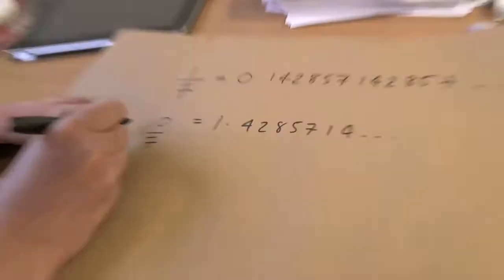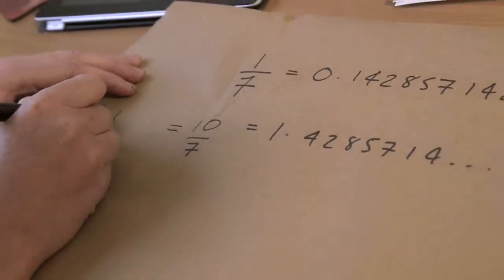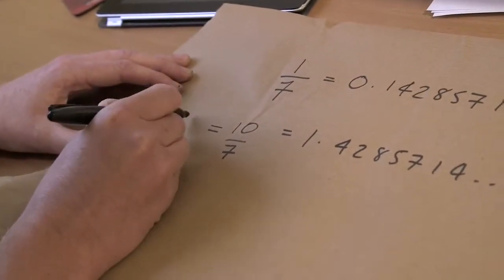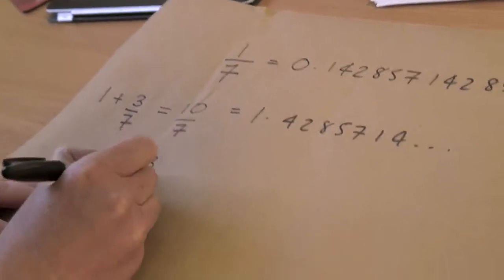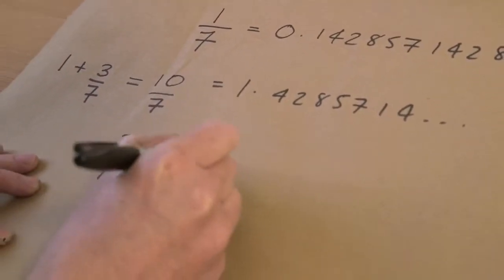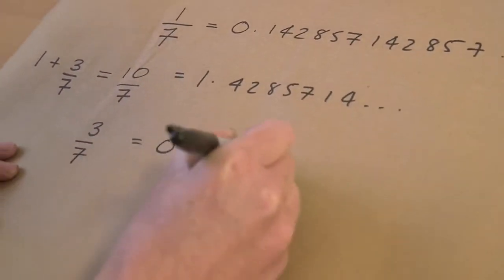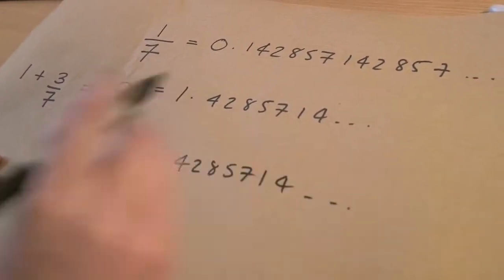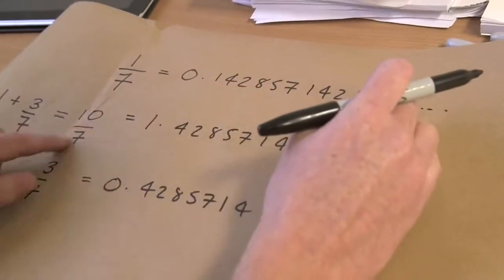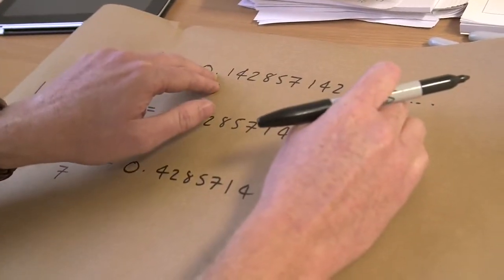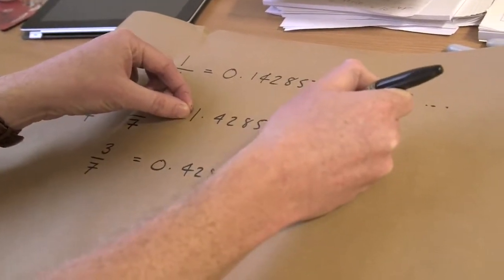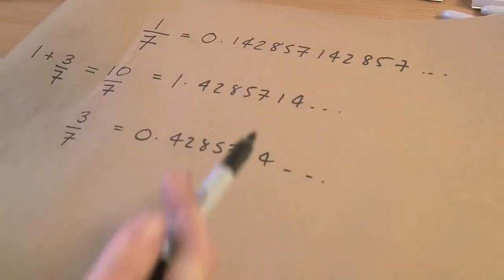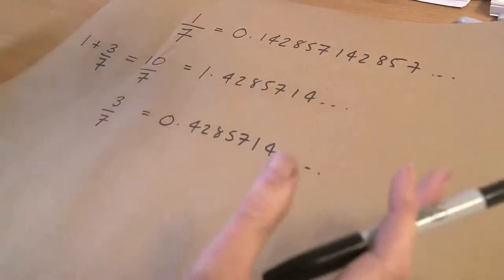But what do you know about this? 10 sevenths is 1 plus 3 sevenths. So from this you can infer that 3 sevenths is equal to 0.428571. And the point is you can see that multiplying by 10 just shifted everything along by 1. Then we pull off this original 1, but it got replaced by another one and got shifted along. And then you're left with a permutation. It works perfectly. And it keeps working.